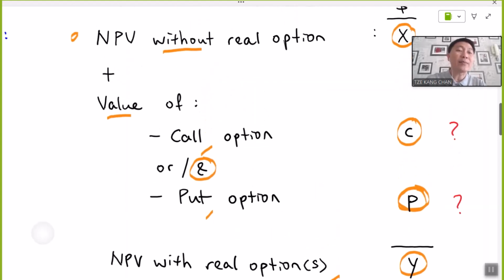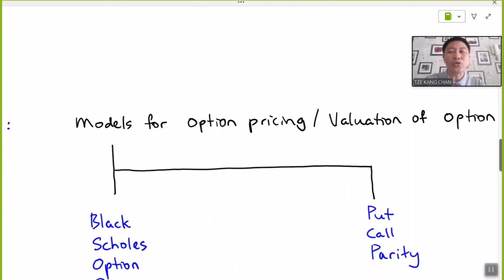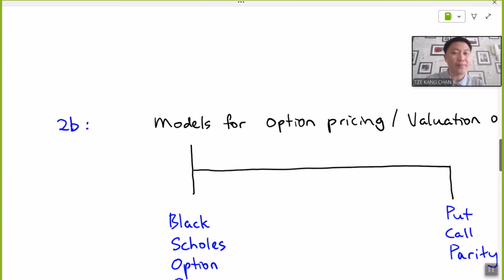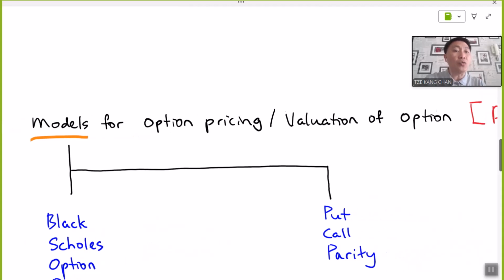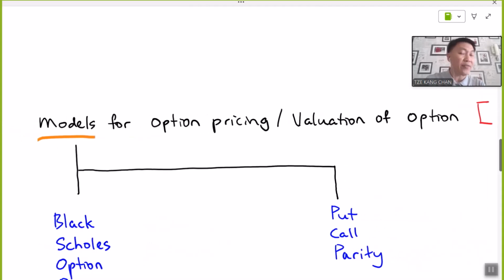So now here comes the question. How are we to derive the value of these options? That leads us to the answer for 2B. There are two major models that will be used to estimate, to derive the value of the option. Collectively, these models are termed the models for options pricing or models for valuation of options.